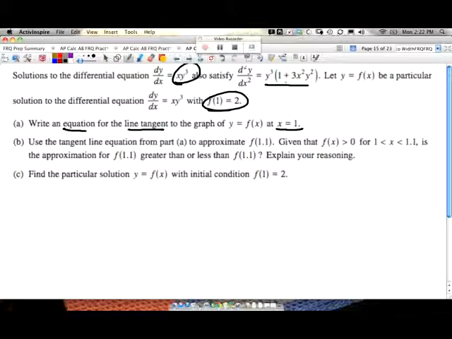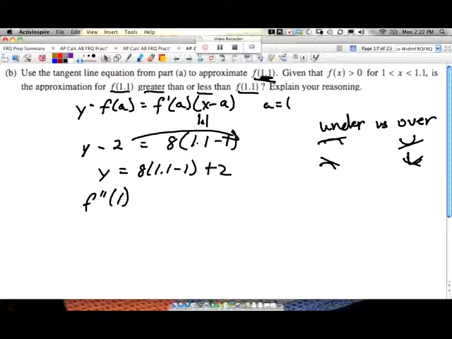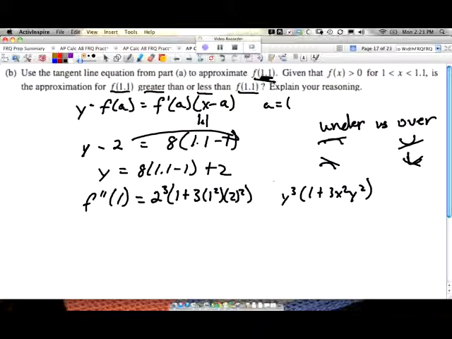y cubed times 1 plus 3x squared y squared. Okay, so that's y cubed times 1 plus 3x squared y squared. So this is going to be 2 cubed times 1 plus 3 times 1 squared times 2 squared. And honestly, I don't really care what it equals, but I do care if it's positive or negative. And in this case, it's greater than 0.